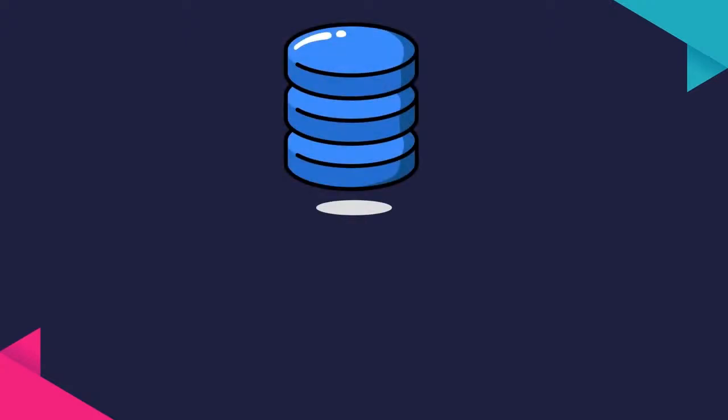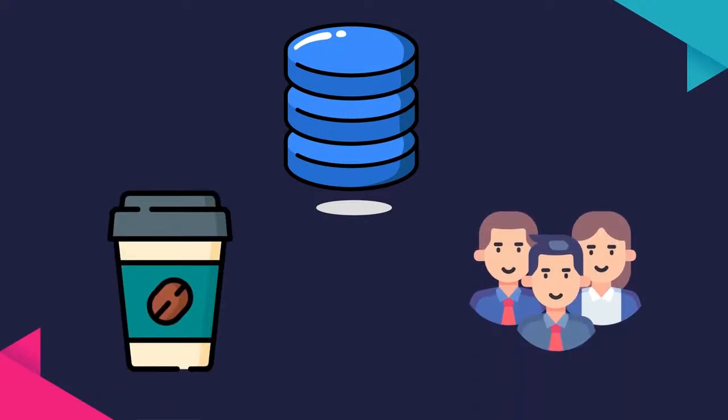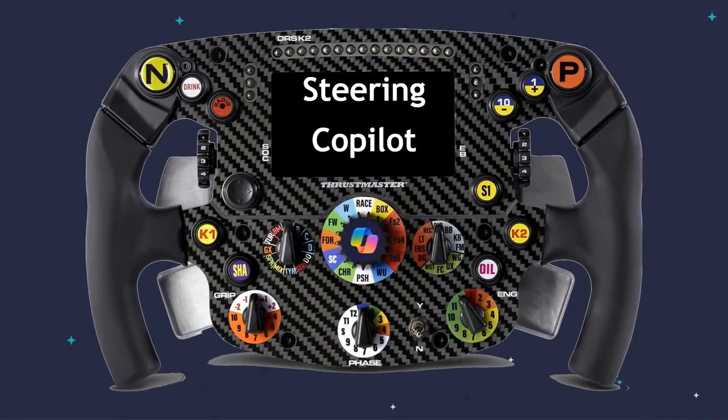But this is only for data that is already in 365, within your mailbox or within your SharePoint files. But what if you had a database which contained all the coffee that your employees have drunk today? How can you make Copilot access this data and give a valid response to us? So how can you take the steering wheel of Copilot? It looks very complicated, like an F1 steering wheel, but actually it's not as complicated at all.